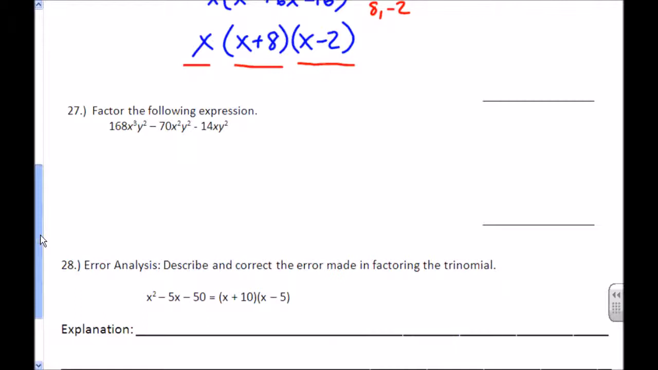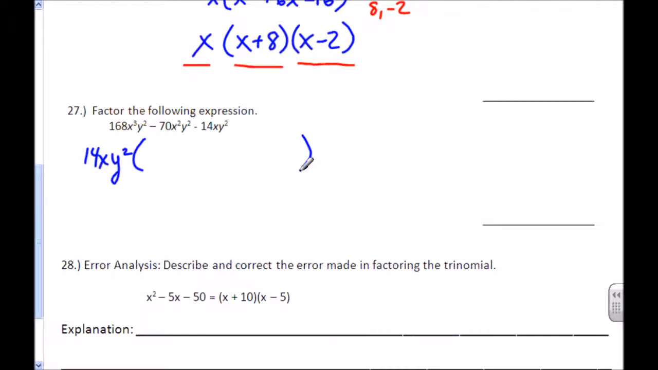And this one, it says factor the following expression. We want to factor this completely. So the first thing I want to do is I want to factor out the greatest common factor. If I look, all of these have a 14 in common. So if I factor out a 14, they all also have an x in common, and they all also have a y squared in common. So always look for that greatest common factor first, because it might make things much easier for you.